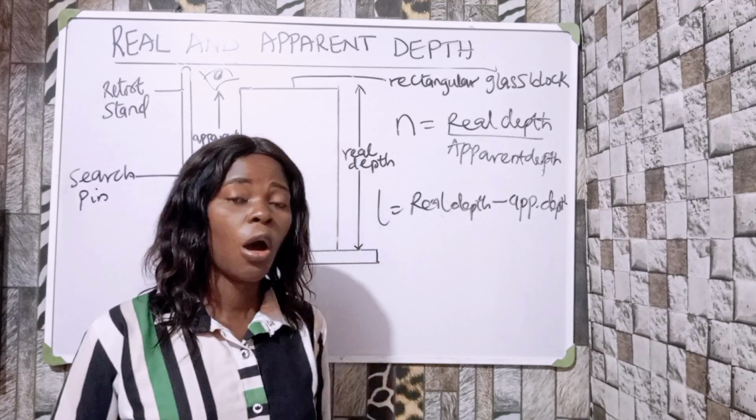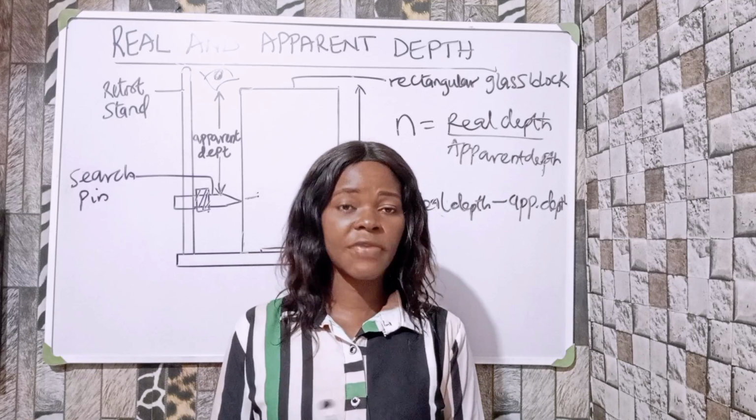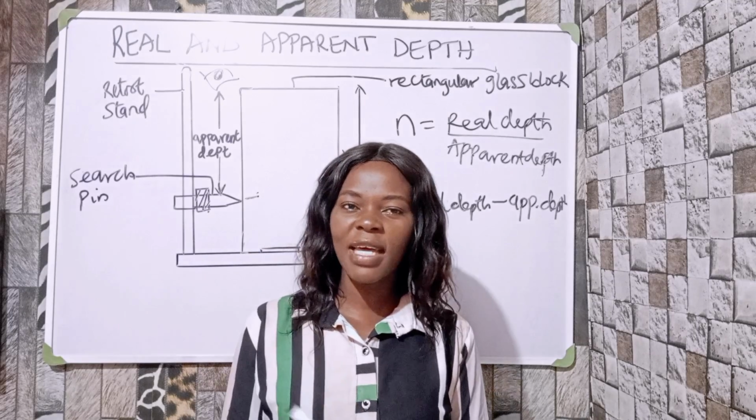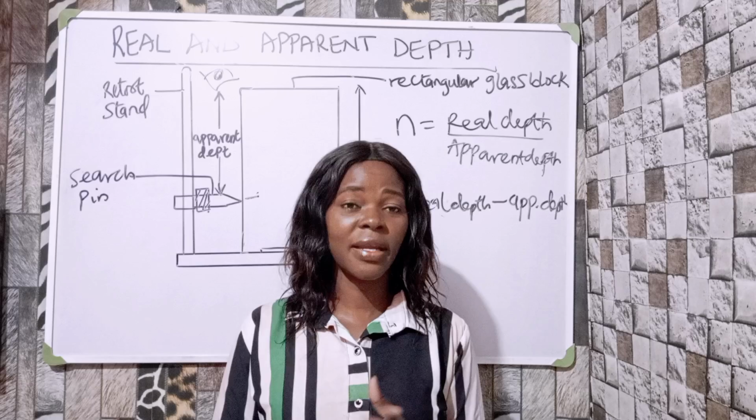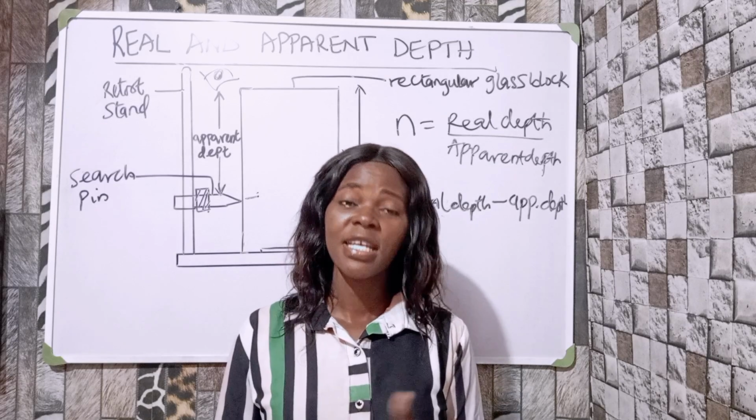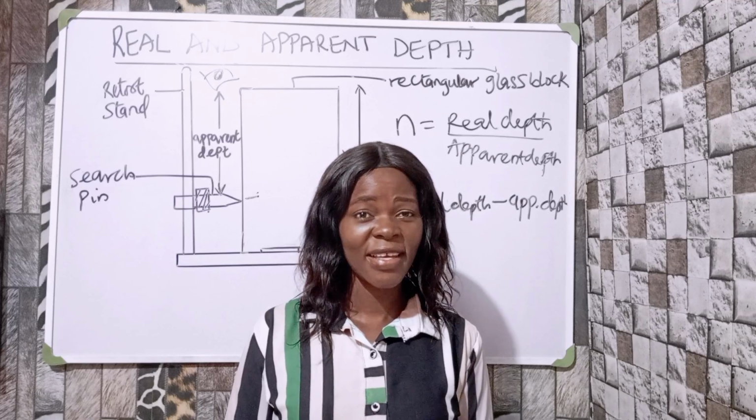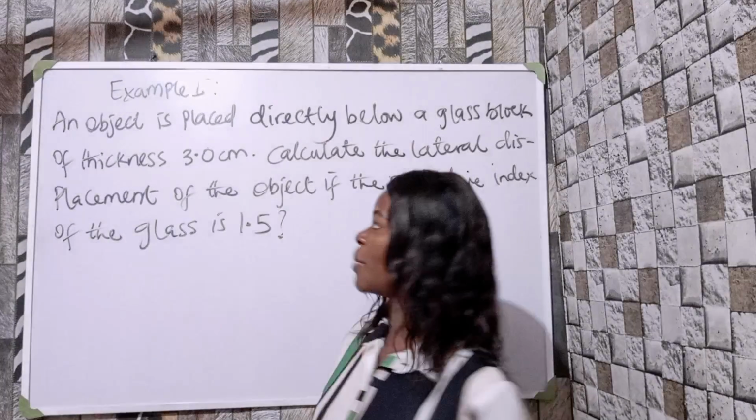Is that okay? I'm going to use this illustration to solve a problem. So watch this video to the end so that you can understand how we can use the knowledge of real and apparent depth to find the refractive index, and also to calculate the upward or lateral displacement. Is that okay? Stay tuned. Let's look at this example.